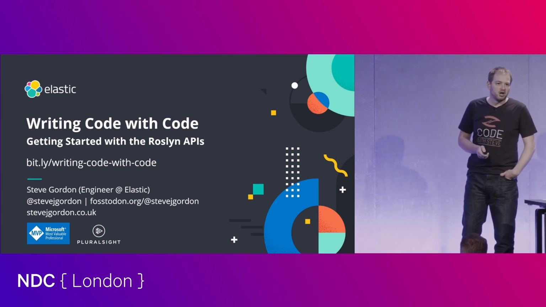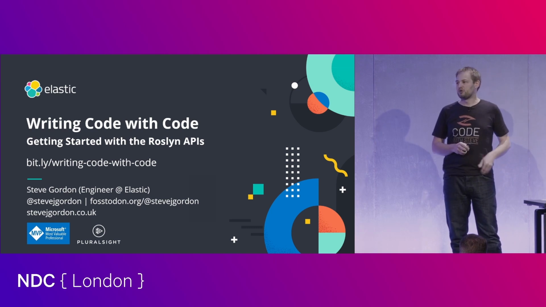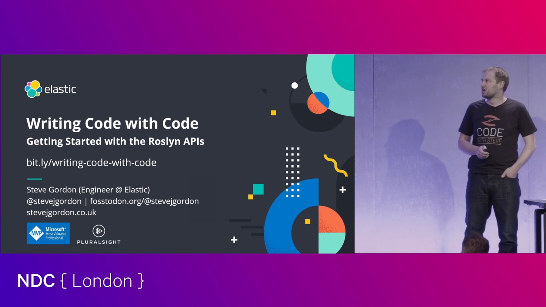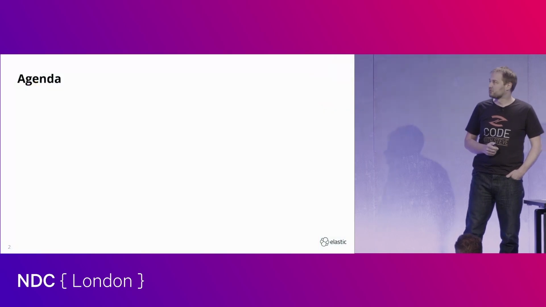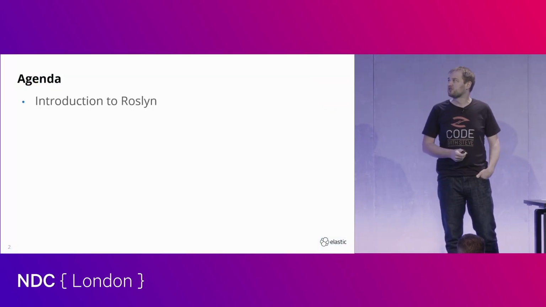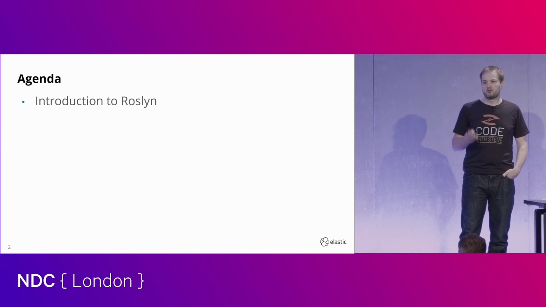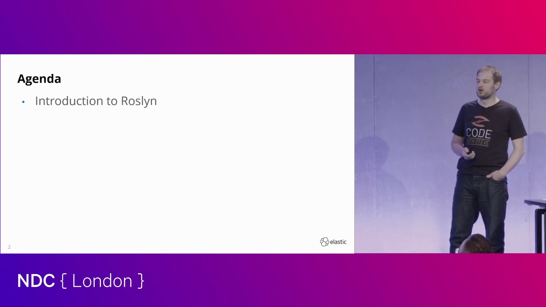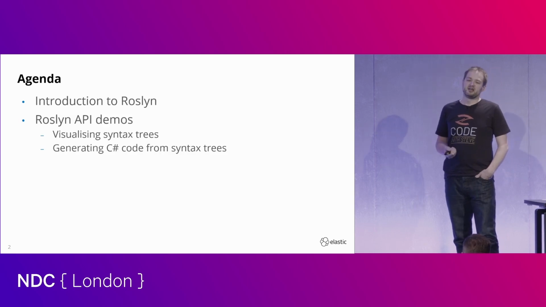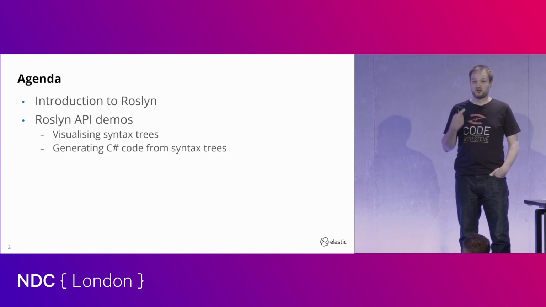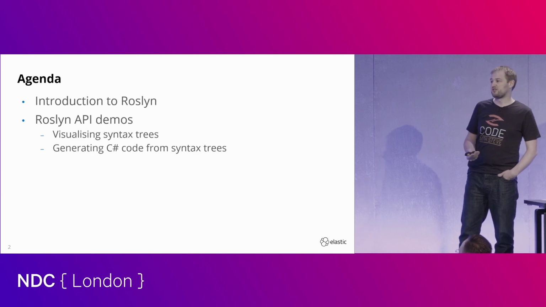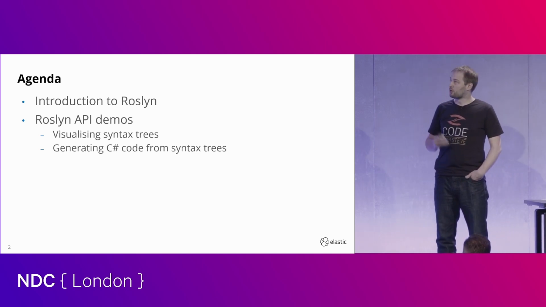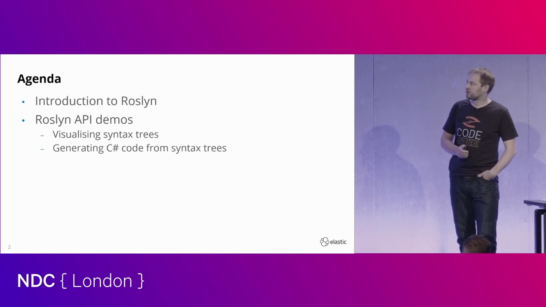So I'm going to talk to you today about writing code with code, and specifically using something called the Roslyn APIs. To set expectations, we'll do an intro to Roslyn, so don't worry if you've never heard of it or never worked with it before. We'll talk about what it is and why you might use it. We'll then look at some demos around visualizing syntax trees and generating code from those syntax trees. Don't worry if you don't know what a syntax tree is, we touch on that too.